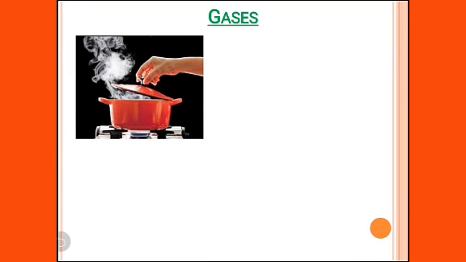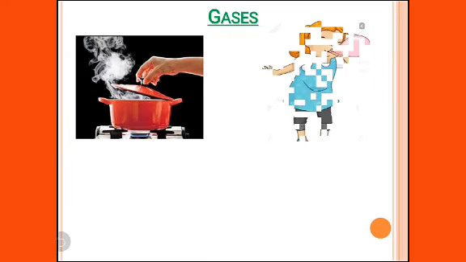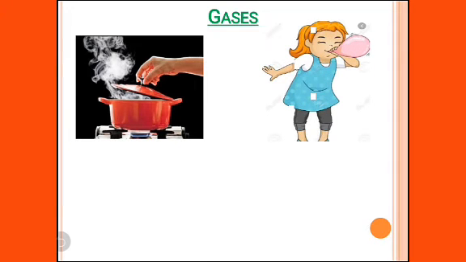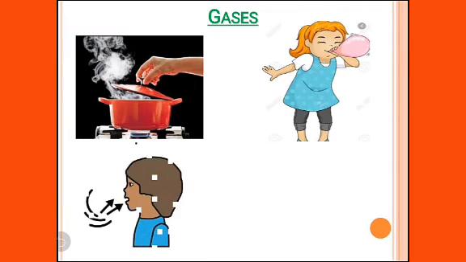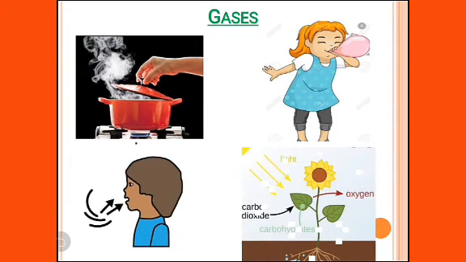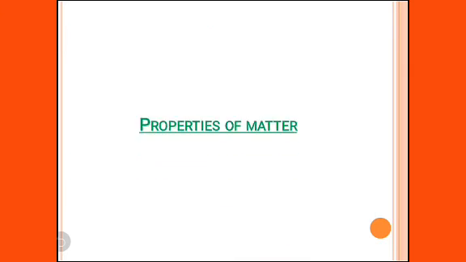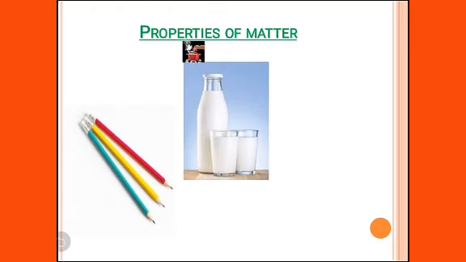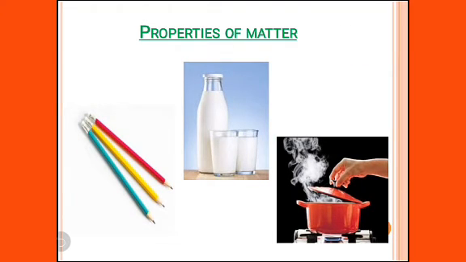Here are various examples of gases. Steam is a form of gas. We are blowing air in a balloon, that is also a gas. We are breathing in oxygen and giving out carbon dioxide, and plants use that carbon dioxide to prepare their food. So all these are various forms of gases. Now let's talk about various properties of solids, liquids and gases.